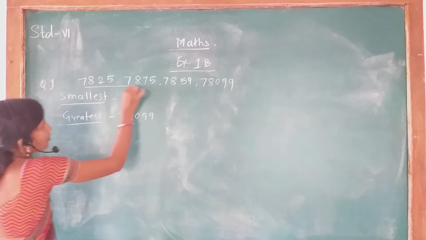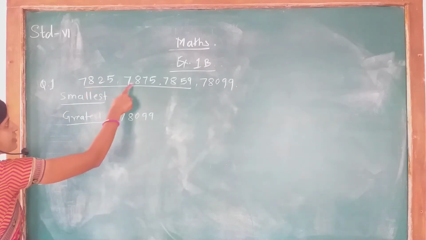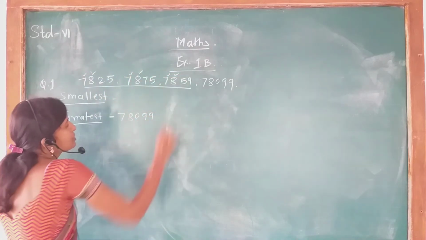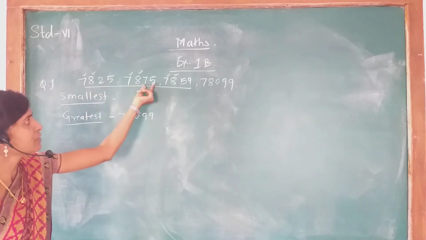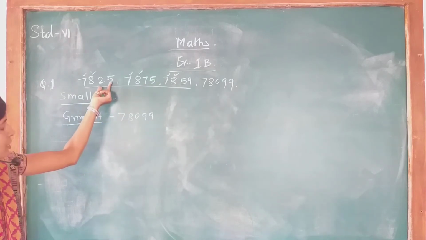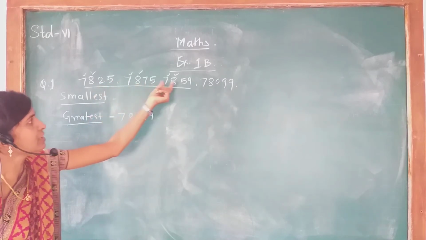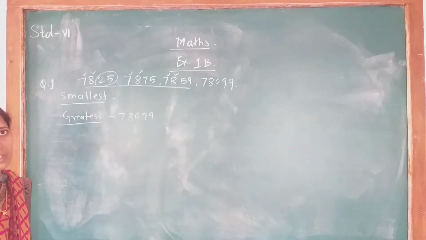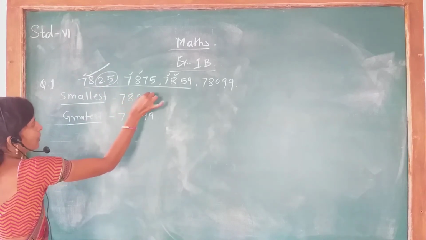Now we have to decide from these three numbers which is the smallest. 7, 8, 7, 8, 7, 8. Here the first two digits are the same in all the numbers, so forget about those digits. Now see the last part. Here 25, here 75 and here 59. We have to find the smallest number. Which number is smallest, 25, 75 or 59? Obviously 25 is the smallest among all three. So the smallest number is this one, that is 7825.